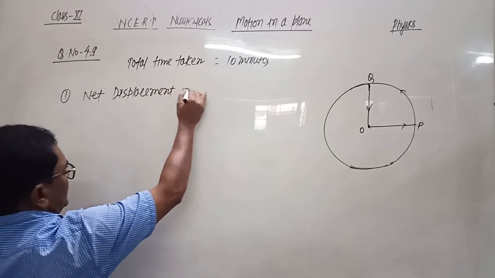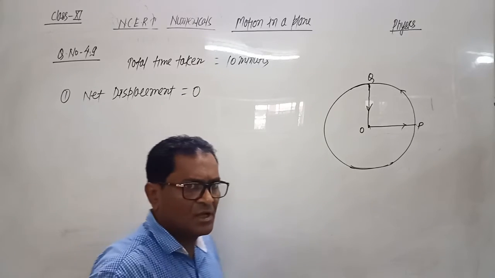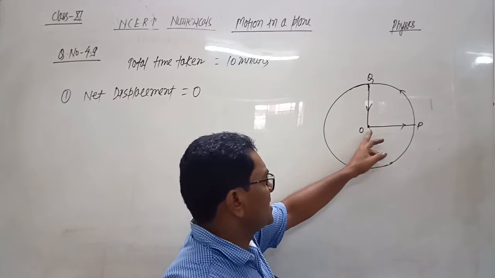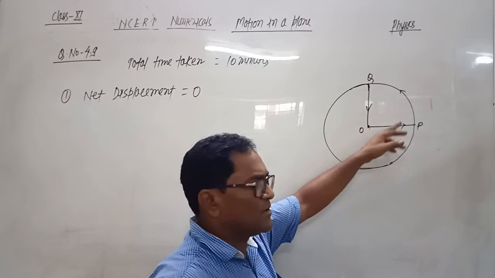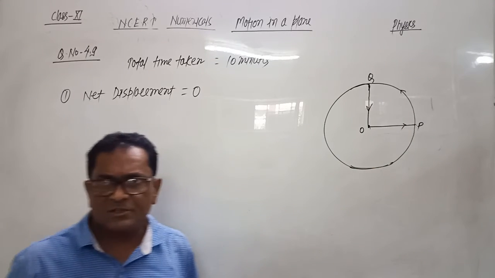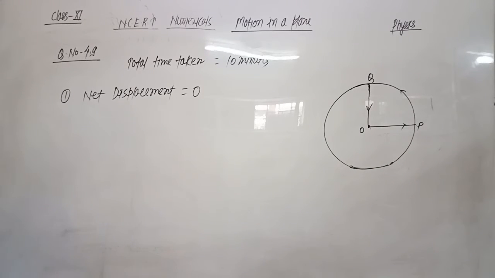Net displacement equals 0 because the cyclist reaches the initial point. He started from point O and then reaches point O again. So the initial and final points are both O, and the net displacement is 0.